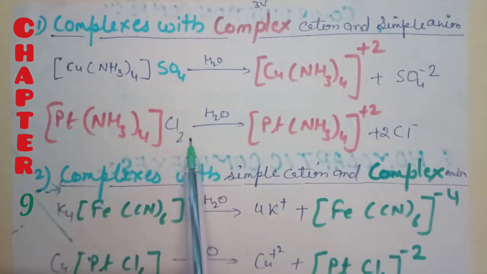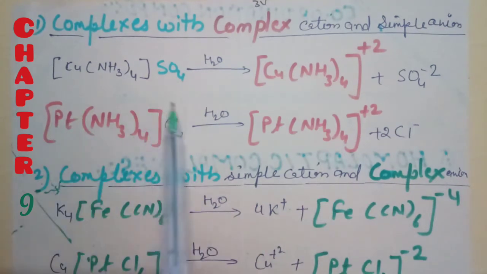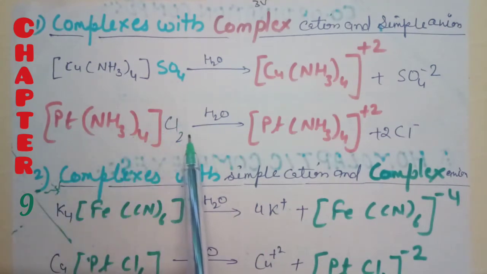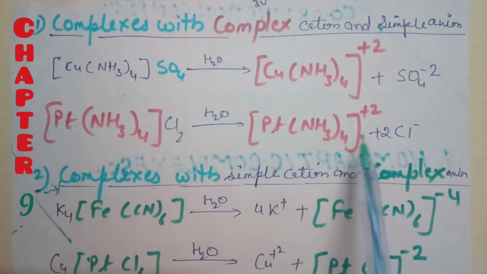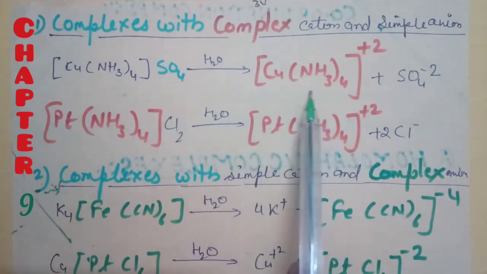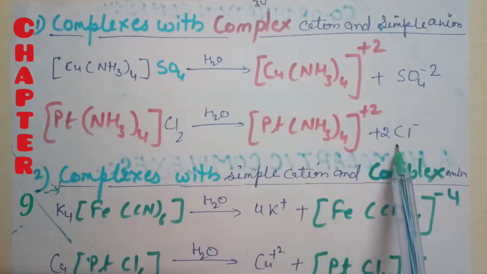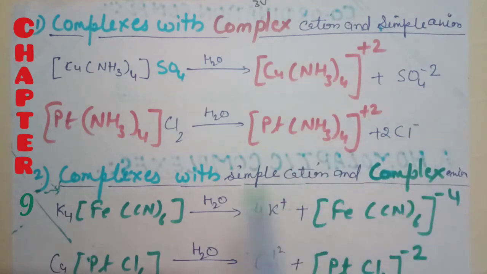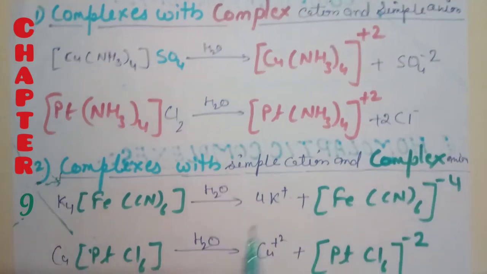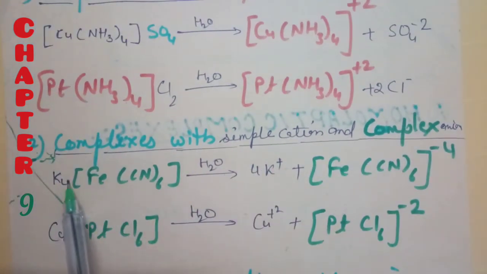See, in this complex also, the entity is first and then the ionization sphere. In the ionization sphere there is a chloride ion, so this entity is positively charged, meaning a complex cation is present and a simple anion is present. Opposite to this, the second type is complexes with a simple cation and a complex anion. See in these examples, this is the ionization sphere, meaning this is the simple cation, and this is the entity, meaning the complex anion.